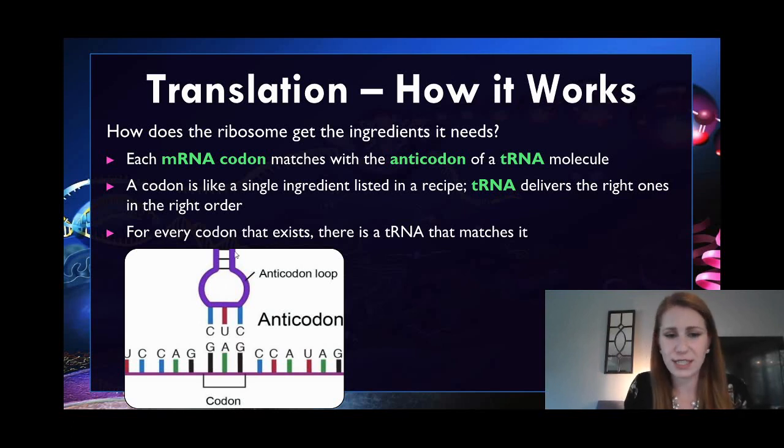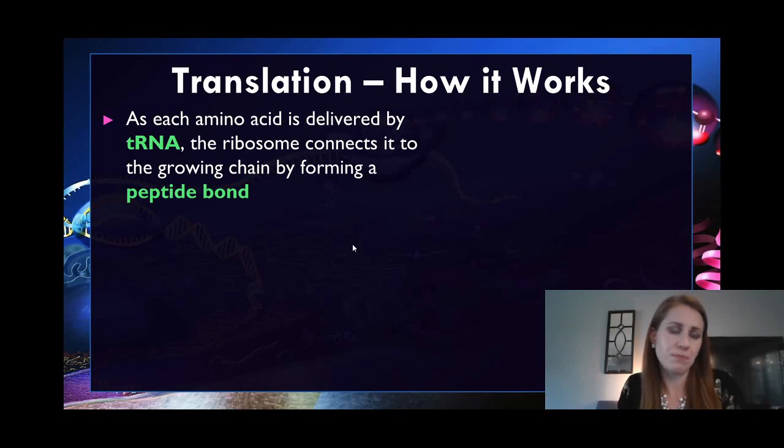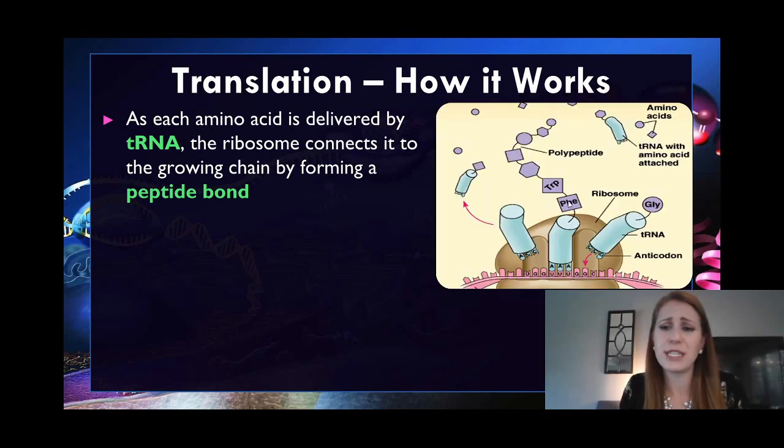So attached to this tRNA is an amino acid. So here's essentially what happens. As every single amino acid gets brought to us by the tRNA, the transfer RNA brings us amino acids, we connect them with a peptide bond. So the ribosome helps form a peptide bond, a very strong bond, between each amino acid, linking them in a chain. So we see that here.